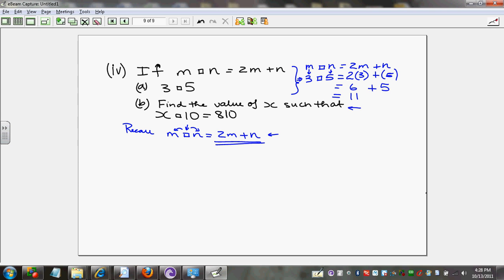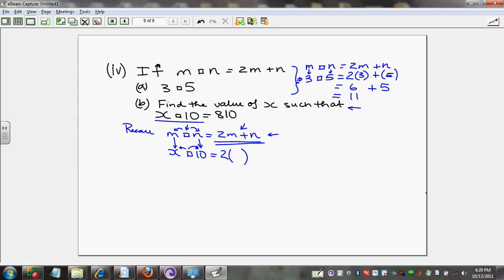So if we look at x box 10 and put x box 10 right below it, as I indicated to you is the solution for this all the time, you notice that what comes before the box here is the x, and what comes after the box is the 10. So it means the x now is going to take the place of the m, and the 10 is going to take the place of the n. That's all it means. The box joins what comes before it to what comes after it by this relationship.